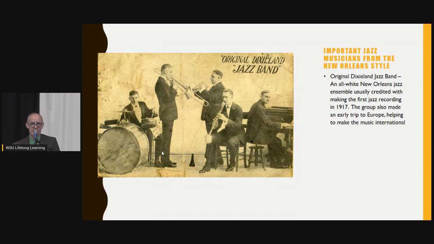And that wasn't the only important part of this band. Prior to making this recording, they had done some touring. And in 1917, they had gone to New York, which was part of the impetus for them doing this first recording. And so that was important because their popularity helped make the spread of jazz continental.